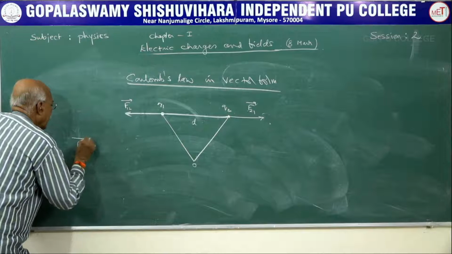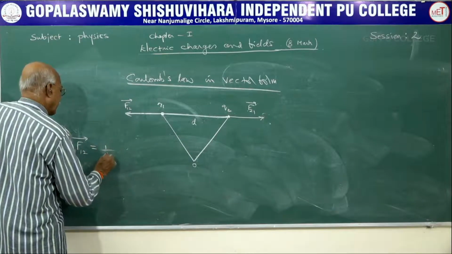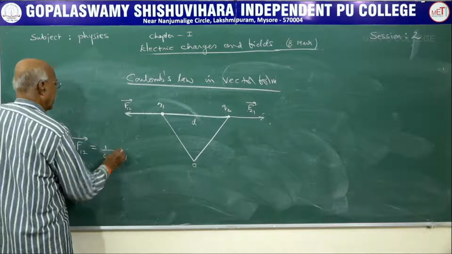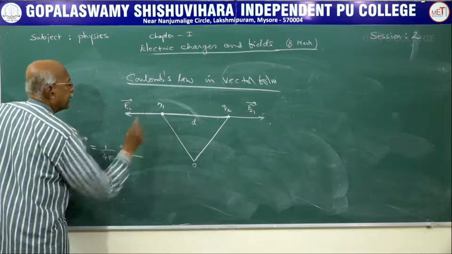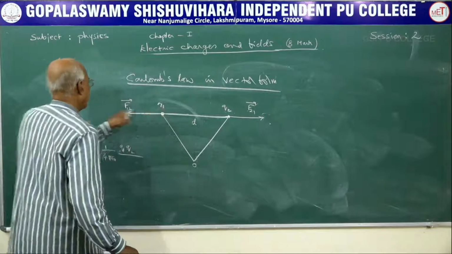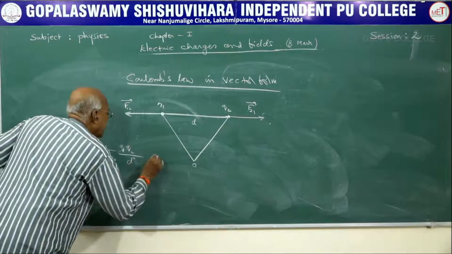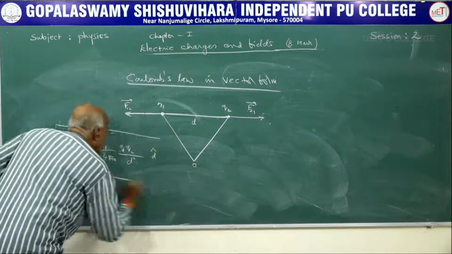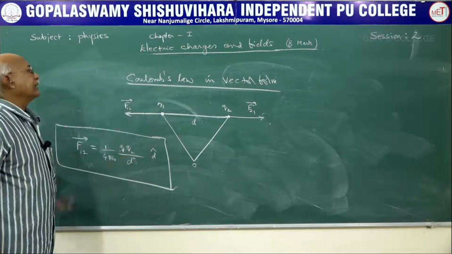So if you write F12, this is equal to, we have written Coulomb's law like this, 1 over 4 pi epsilon naught into Q1 Q2 by d squared into vector d. Q2 is exerting a force on Q1, therefore it is moving along this direction. So this is the unit vector. This is what is called Coulomb's law in vector form.